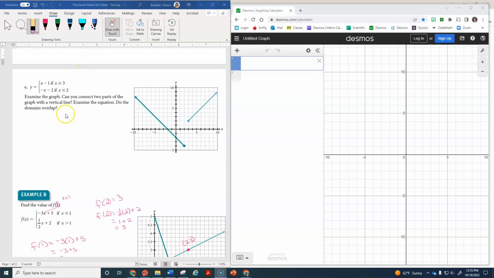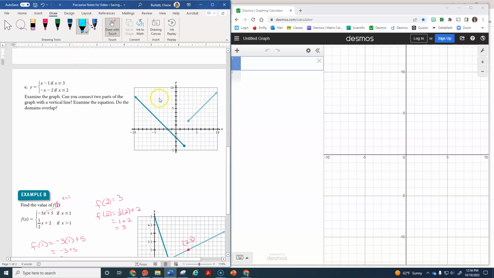So with example C here, if we follow the directions, examine the graph, can you connect the two parts of the graph with a vertical line? The answer is no, and that's because there's a gap in the domain. Let me show you how there's a gap.